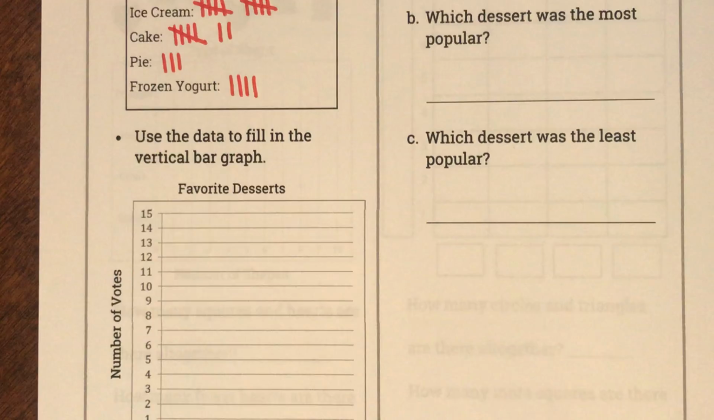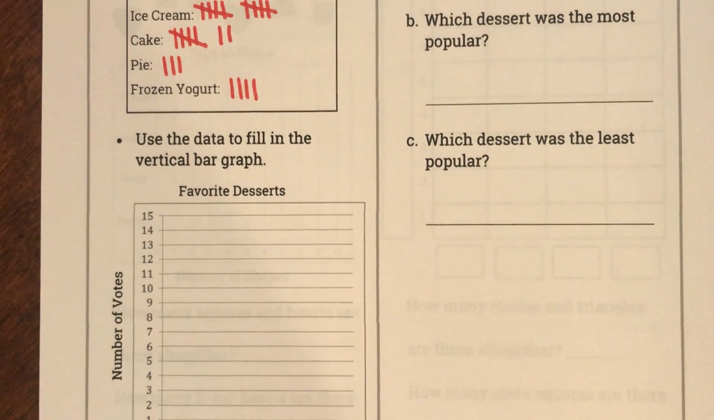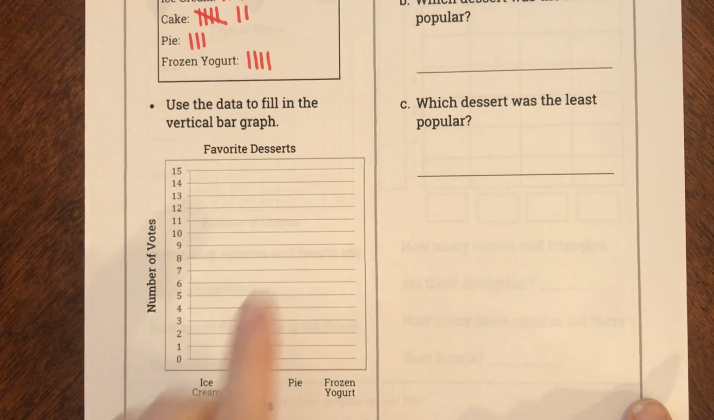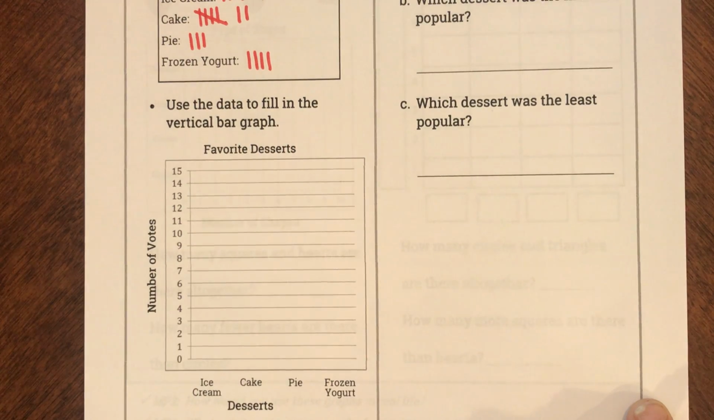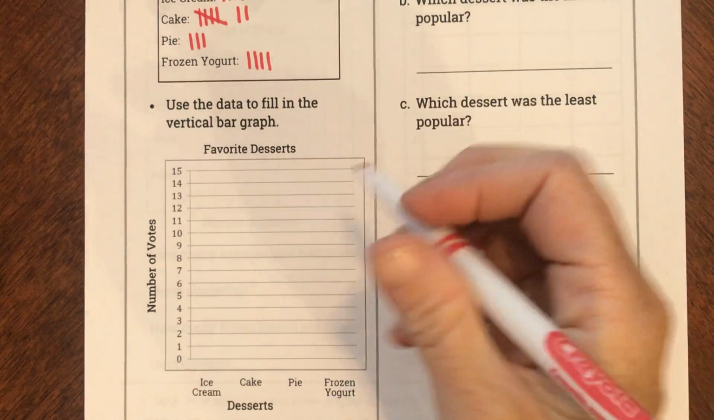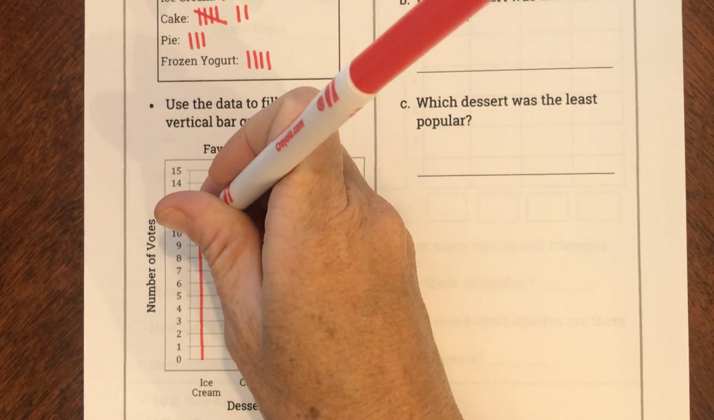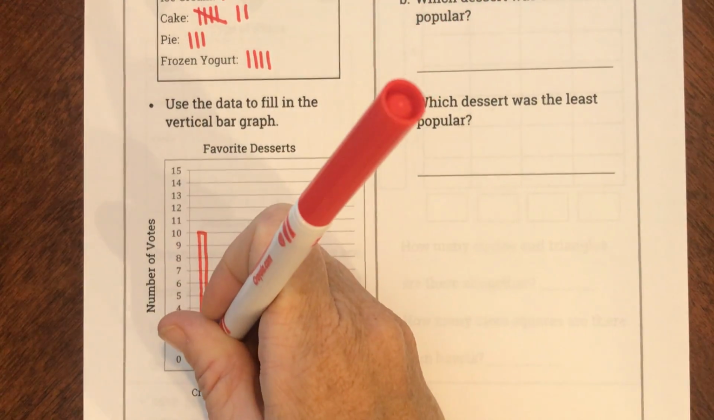And now let's look at how that data could be used for my bar graph. Let me zoom out a little so we can see it all. Okay, so they've already created my title, favorite desserts. They already have here my categories, and then they have my scale as my numbers. So ice cream's 10 people, and this is going to be a vertical bar graph. So I need to draw my bar going from ice cream up to the number 10.